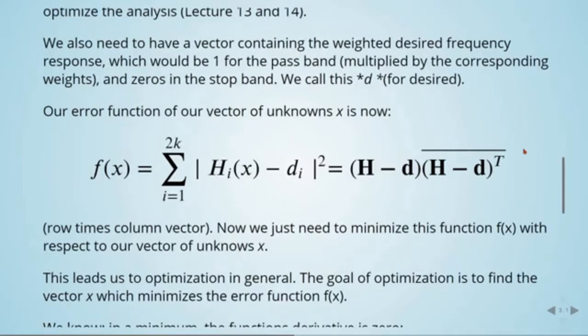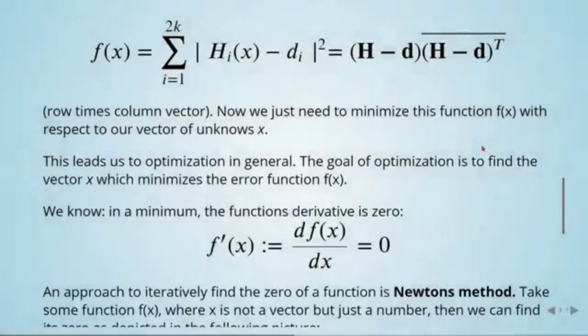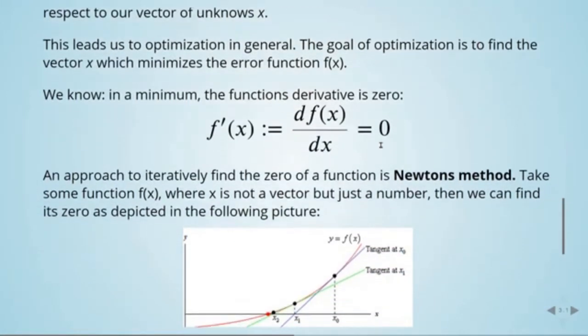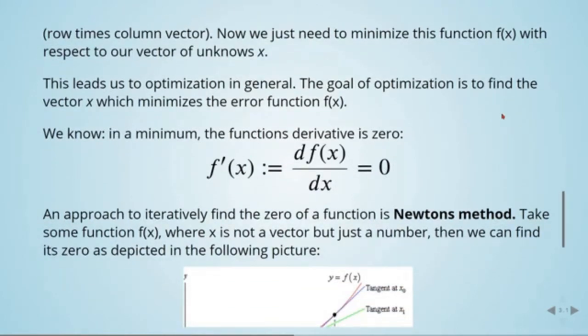And this leads us to optimization problems in general. The goal of optimization is to find the vector x which minimizes the error function f of x. We know that in a minimum the function's derivative is equal to 0. So when the derivative of this function with respect to x is equal to 0, we have a minimum. An approach to iteratively find the zero of a function is called Newton's method.